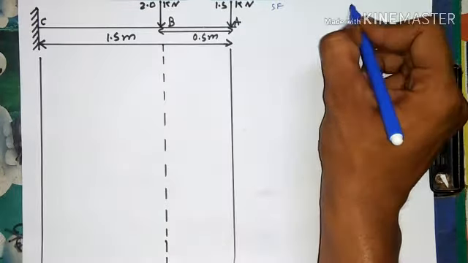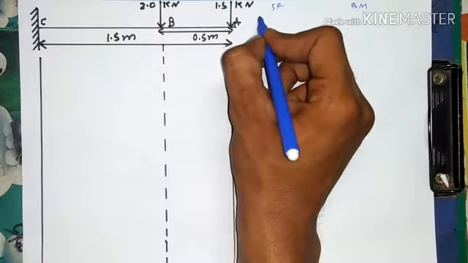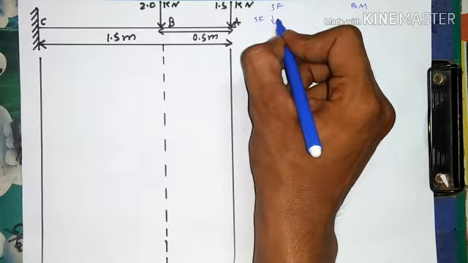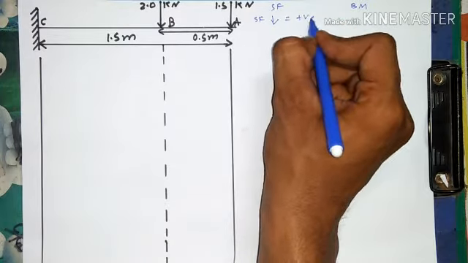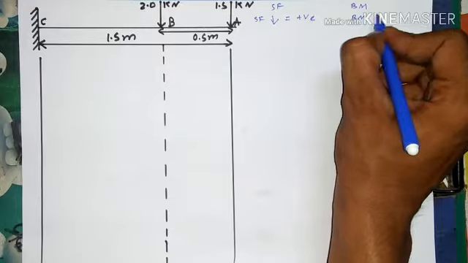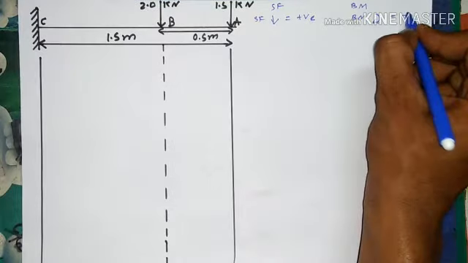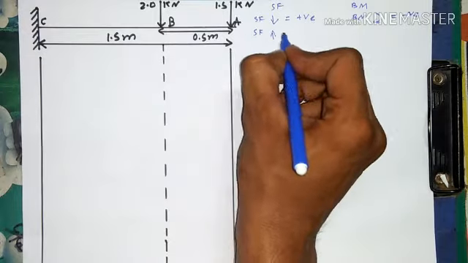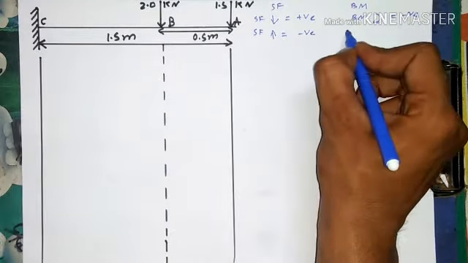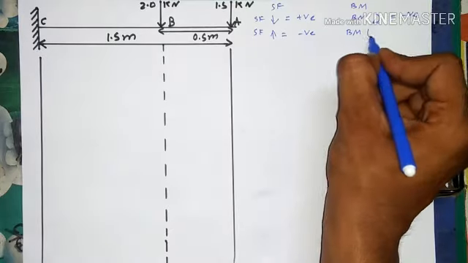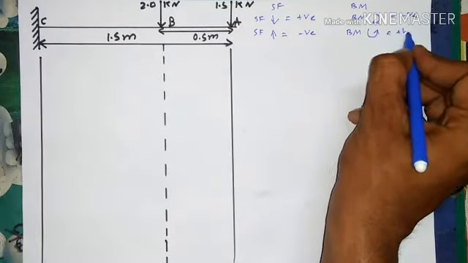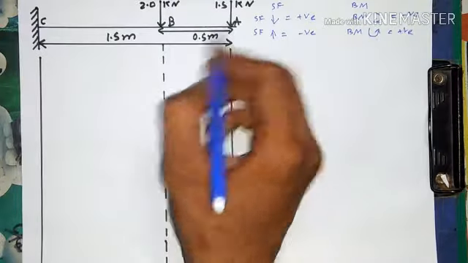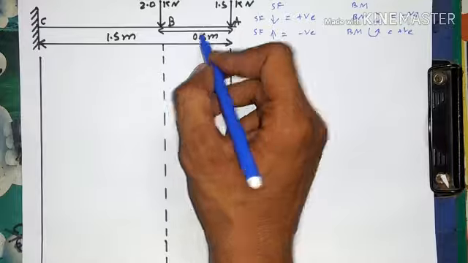Shearing force and bending moment. Shearing force in the downward direction is taken as positive. Bending moment in the clockwise direction is taken as negative. Shearing force in the upward direction is taken as negative. Bending moment in the anti-clockwise direction is taken as positive. So the force in the downward direction is taken as positive, and the force in the upward direction is taken as negative.